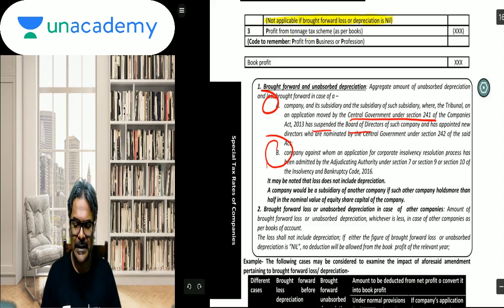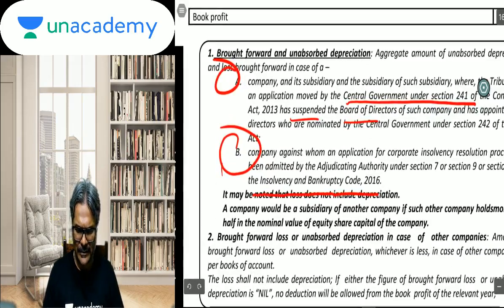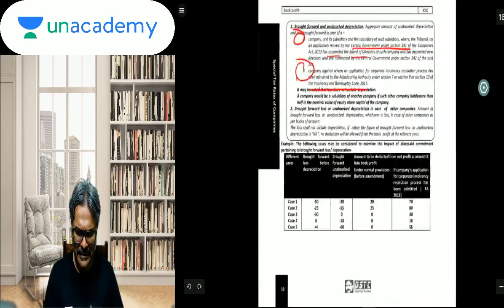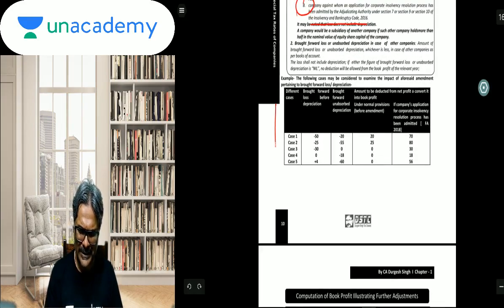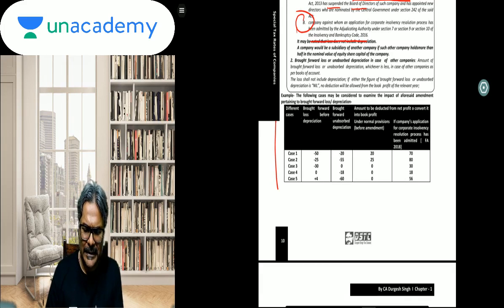And the second one, students, that you can see is the Insolvency and Bankruptcy Code. If the company has already filed for the IBC, then both the unabsorbed depreciation and the brought forward business loss as per the books, and again I'm repeating, students, as per the books, both of them will be allowed as deduction in computing the book profit. So that is what it is. We have given a small example that you can go through, self-explanatory, nothing so great about this. Just go through it once.